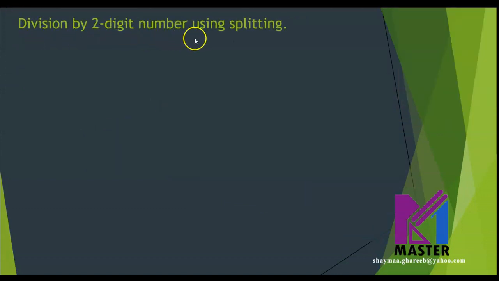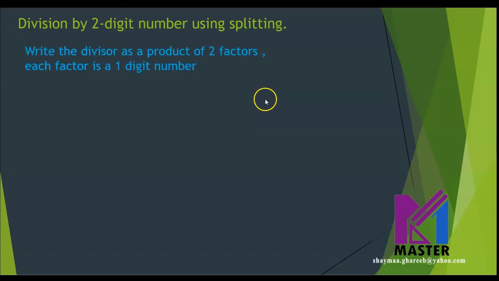Division by two-digit number using splitting. So the splitting method is a new method that we are going to talk about in this video. So what does it mean? We are going to write the divisor as a product of two factors. Each factor is a one-digit number. Let's see an example. 566 divided by 42. This is a two-digit number.